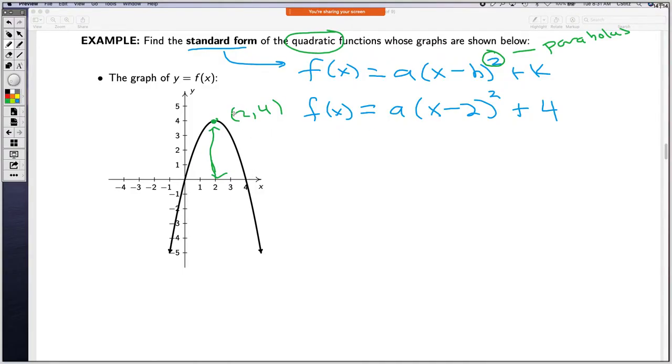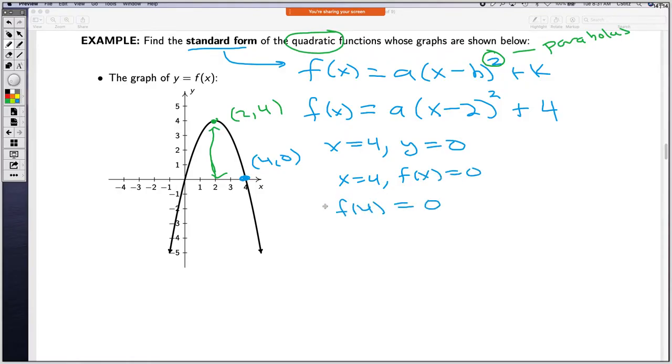So if I use a point other than the vertex, it looks pretty clear, say, for example, that the graph goes to the point 4, 0. So that means that when x equals 4, y equals 0. In other words, when x equals 4, f of x equals 0. In other words, f of 4 equals 0. So this goes back to the second day of class, the end of the first week. Okay?